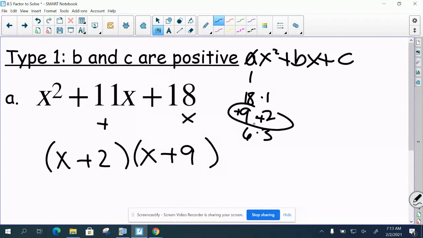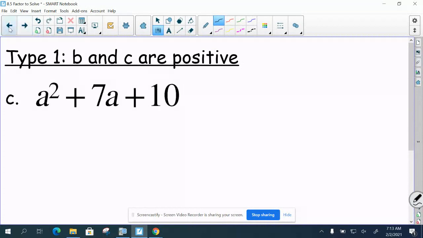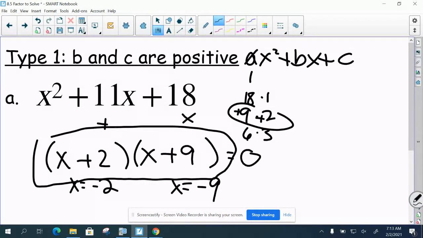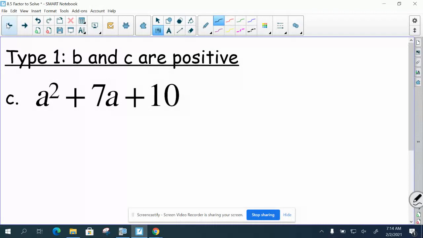And if we wanted to solve this, and if it was set equal to 0, our solutions would be x equals negative 2 and x equals negative 9. All right, but if it's just saying to factor, then you're just going to put it into this form. So that's what it looks like if it's factored. And then if we FOILed it, we should get back to our original answer.